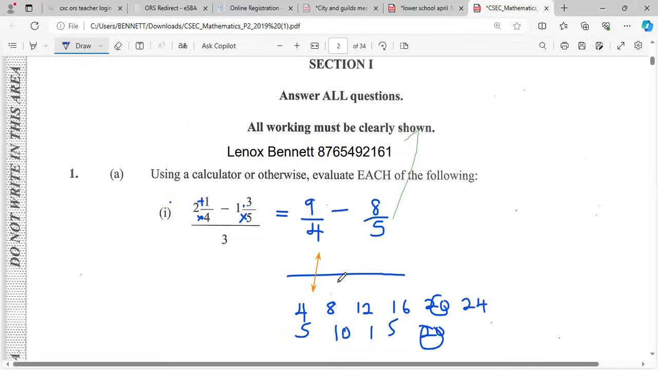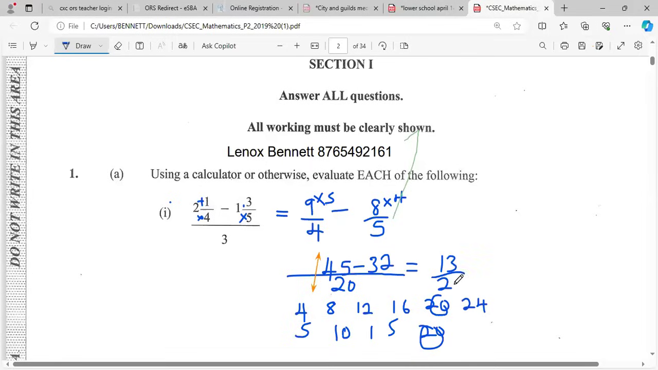And then we work out the top, and then we divide it by 3. So 4 into 20, that's 5 times. And of course, 9 times 5, 45. Minus 5 into 20, that's 4 times. So this time we multiply the 8 by the 4, which gives us 32. And of course, we take away 32 from 45, which will be 13/20.